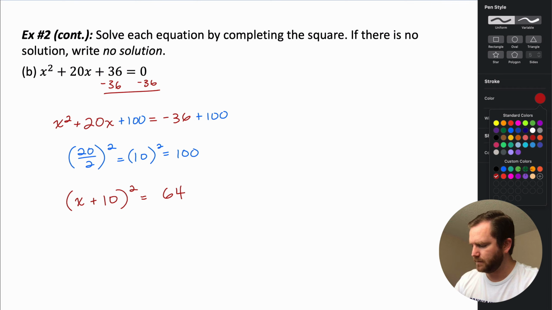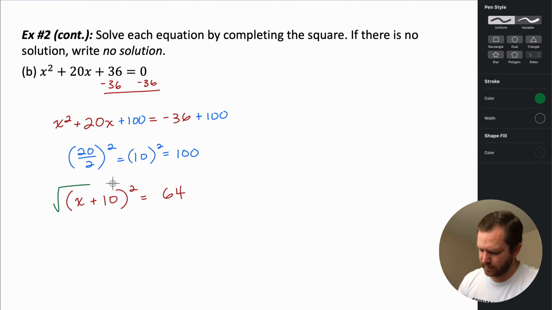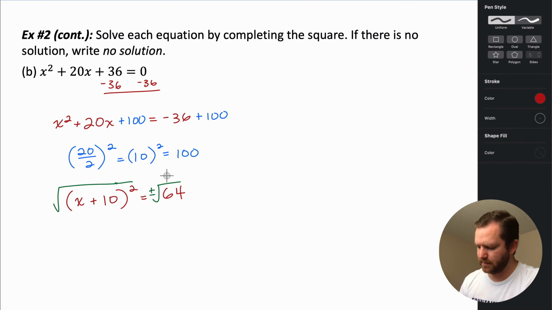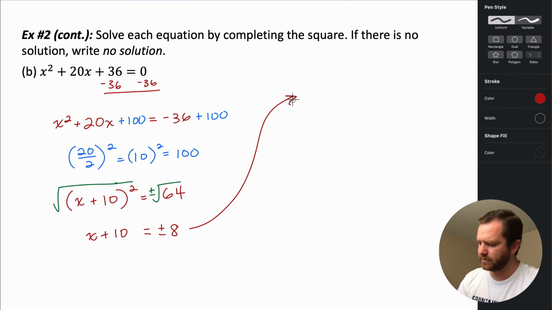Okay, so now take the square root of both sides. Take the square root. Then plus or minus square root there. And again, we got pretty lucky. This is a perfect square, so it's plus or minus 8. And then we get that x plus 10 equals that. So again, remember, this gives us two equations. I'm going to move this over here.